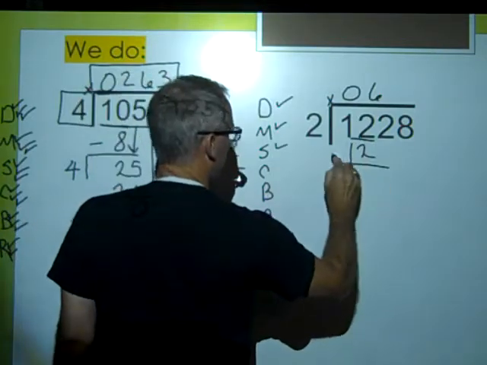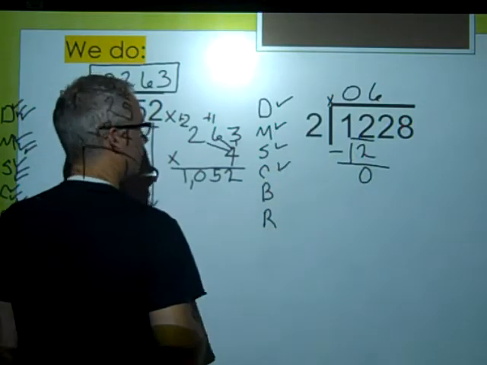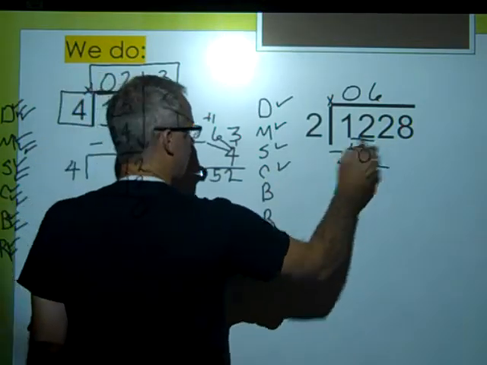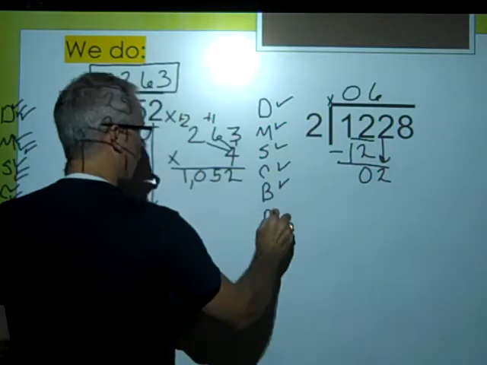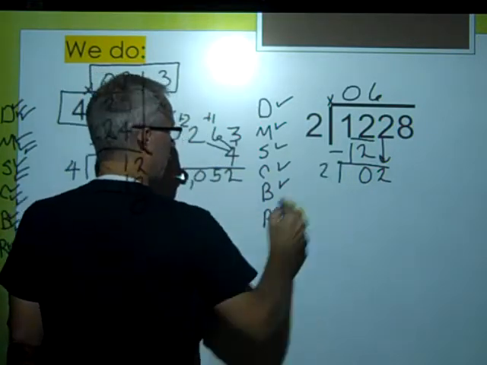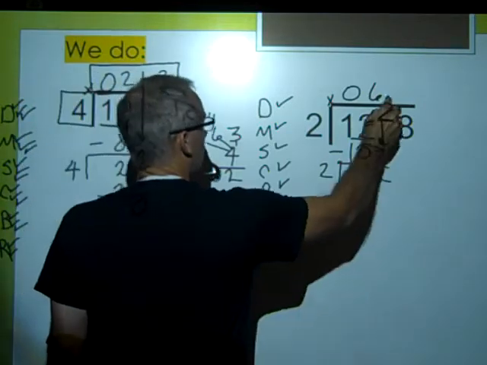Subtract, 12 minus 12 is 0. Check it, is 0 less than 2? That's absolutely correct, so let's bring down the 2, rewrite my divisor, and repeat the process. How many groups of 2 can I make from 2? Well, it's pretty simple, 1 group.